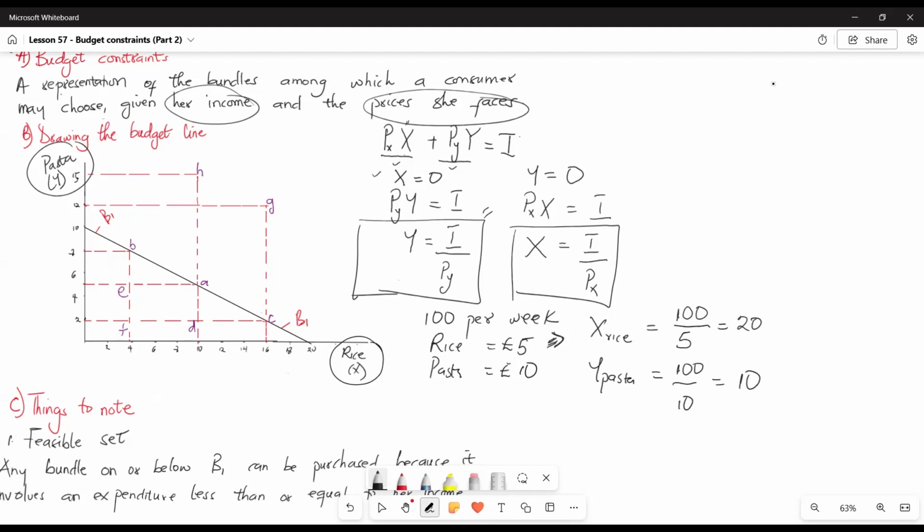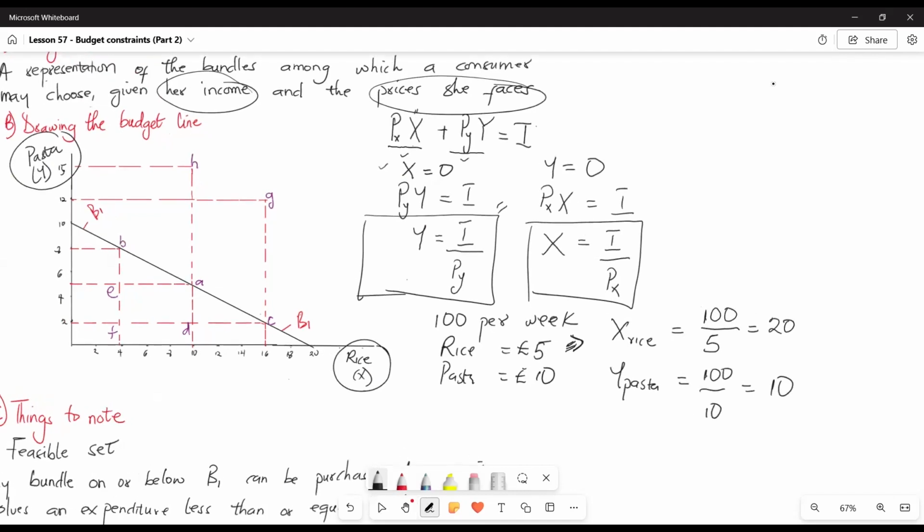The first thing we note when we are drawing the budget line is the intercept. The intercepts tell us the maximum amount of each good that Ella can buy if she doesn't buy any of the other good. So for good X, the maximum amount is 20, so we have 20 here on the x-axis. And for good Y, the maximum amount is 10, so we have 10 here on the y-axis. Now, if you connect these two points, 10 and 20, you have your budget line, which is represented as B1 in this example.